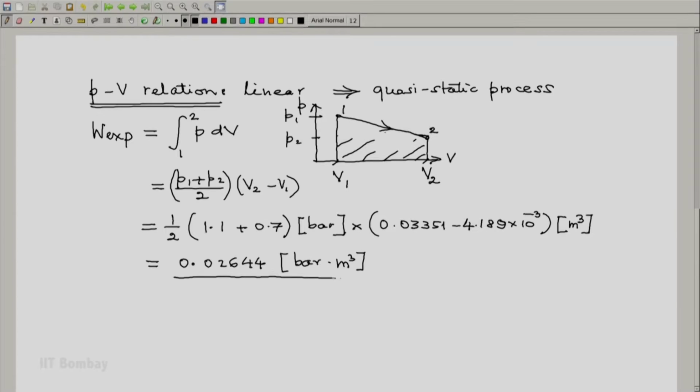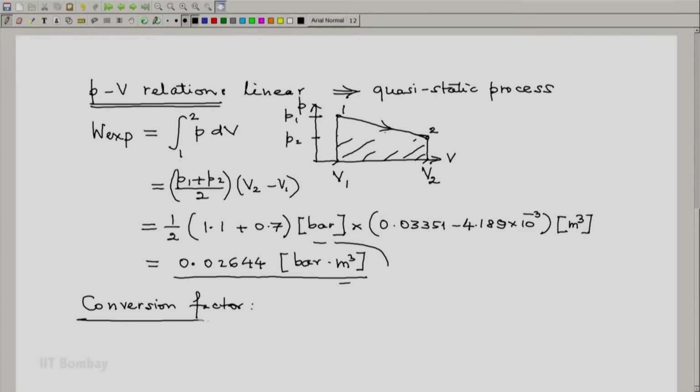Now, although this is good enough an answer, we notice that this bar meter cube is not a proper unit. It is not one of those standard units for work. The standard units for work are joule, kilojoule, megajoules and things like that. And hence, we will have to convert this into the appropriate set of units, and hence we will have to use a conversion factor.